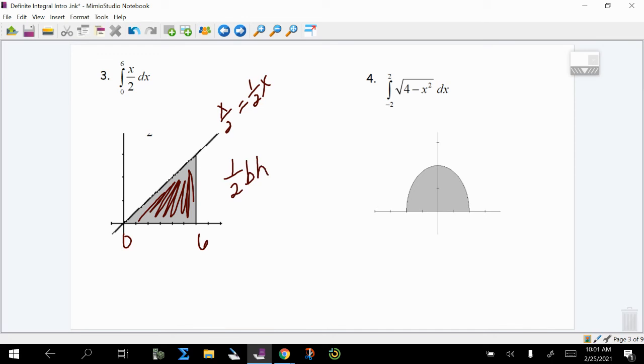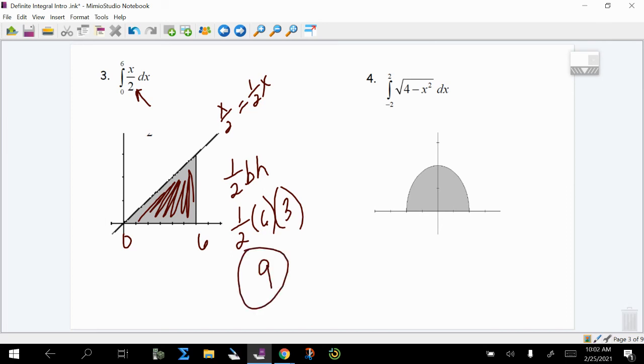Anytime you're asked to do something like this that's very geometric, you're going to stick with very basic geometry shapes. So my base is 6 because it goes from 0 to 6. And my height is going to be what I get when I put 6 into my function. So when I put 6 into my function, I get a height of 3. So half of 18 is 9.